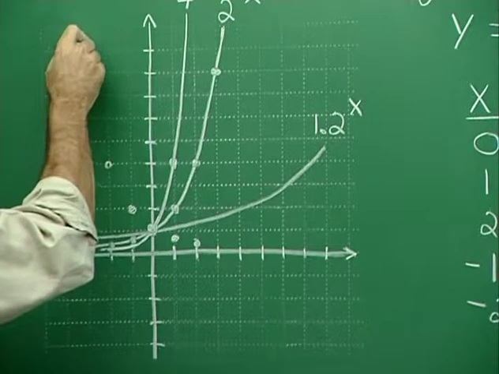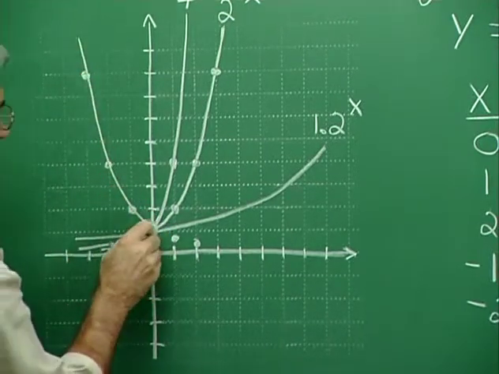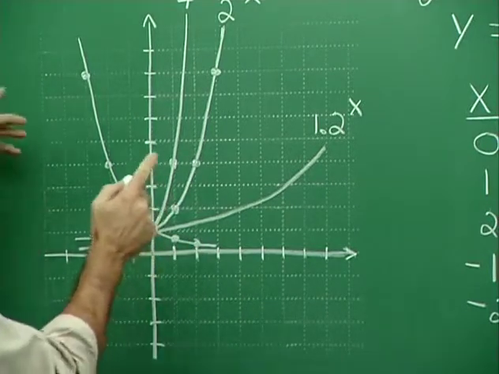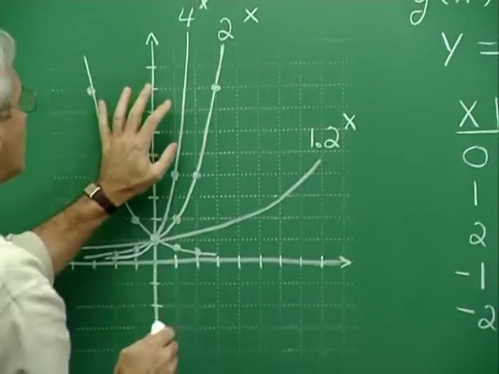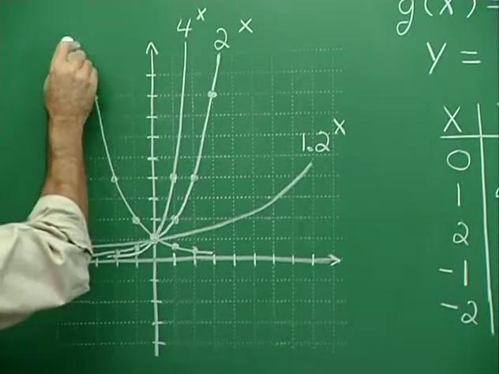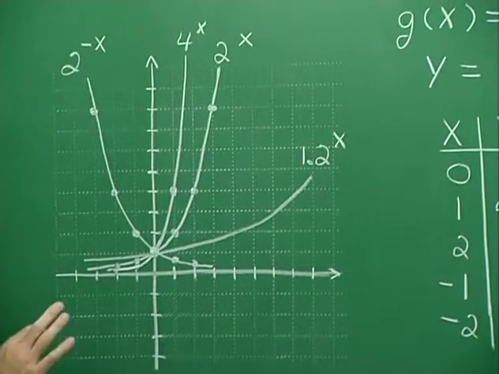And the graph looks like this. You may notice that this is a reflection of our first graph. That is, here is our first graph, and if we reflect it in the y-axis, then it imprints right here. So this is 2 to the negative x power. Now, why is that happening?